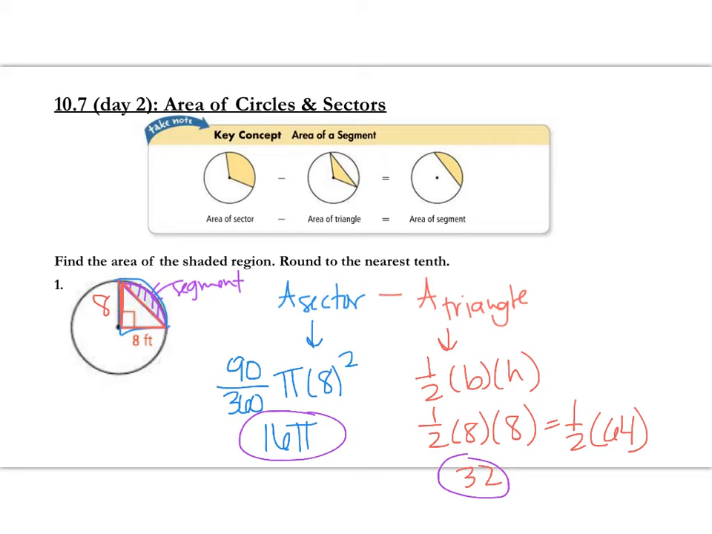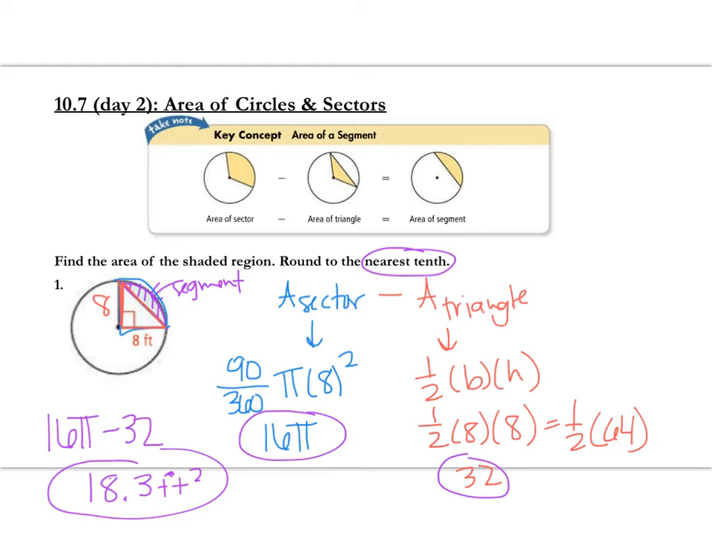And then we said to find the area of the segment, I have to take those two answers I got and I have to subtract them. This is where I need you to be super careful how you do that. One has a pi and one does not, so you cannot subtract them from each other. You can just type that whole thing in your calculator because all directions here will ask you to round to the nearest tenth. So you're just going to type in 16 pi minus 32. I am putting the pi in because we want to round to the nearest tenth. And we'll get 18.3 is what it bumps up to feet squared. Okay?